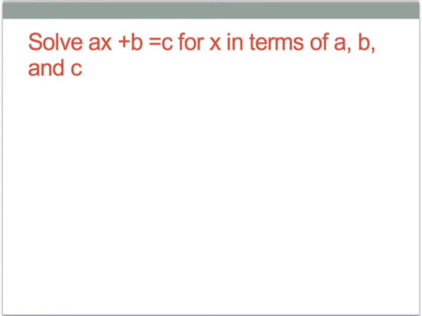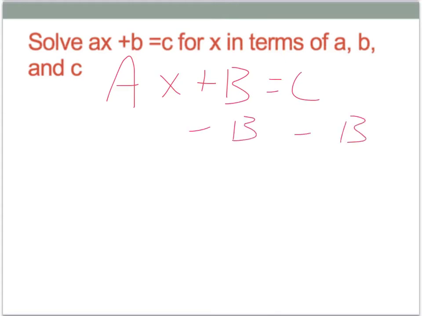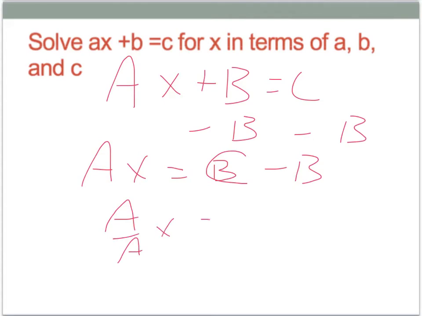Another one is solve ax plus b equals c for x in terms of a, b, and c. What they're saying here is go ahead and get x completely by itself. So I want to subtract b from both sides. So I have ax equals c minus b. And then I want to divide both sides by a. So my answer is x equals c minus b over a.